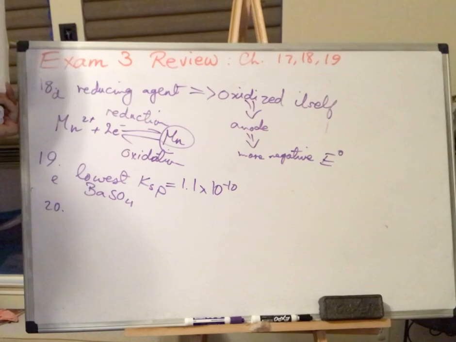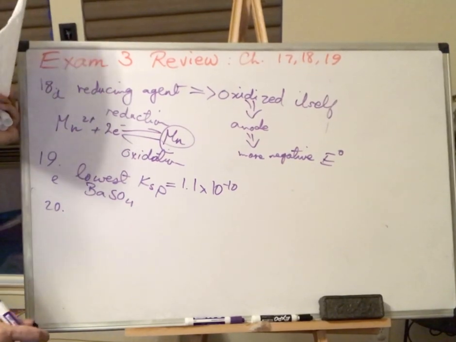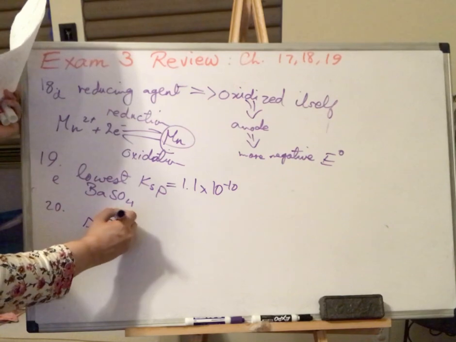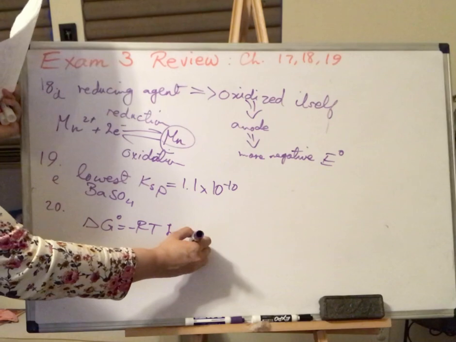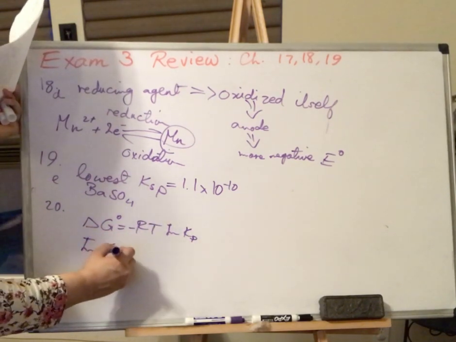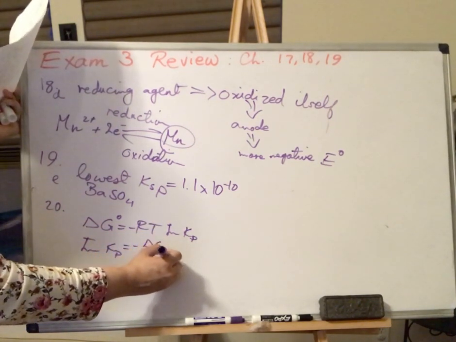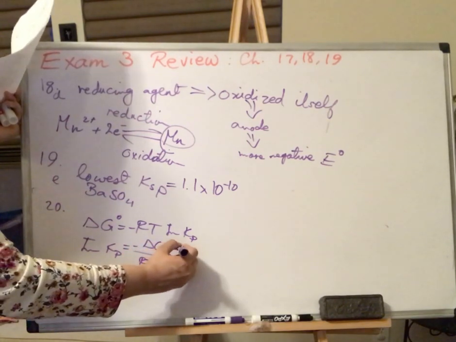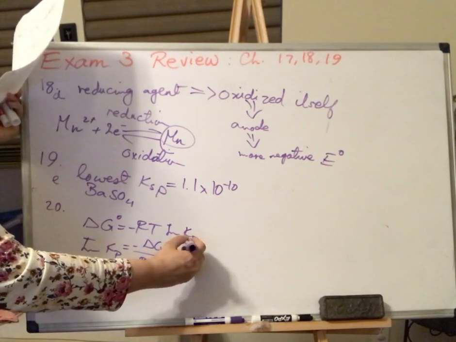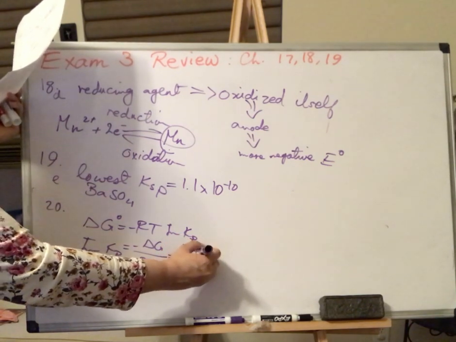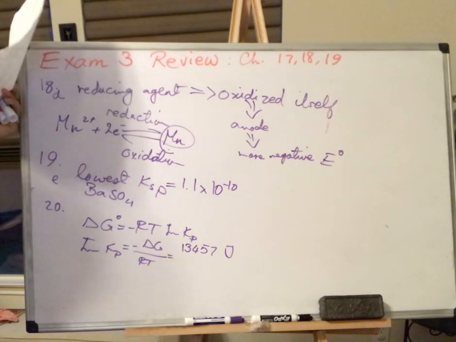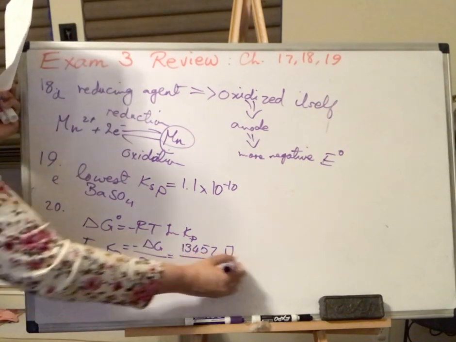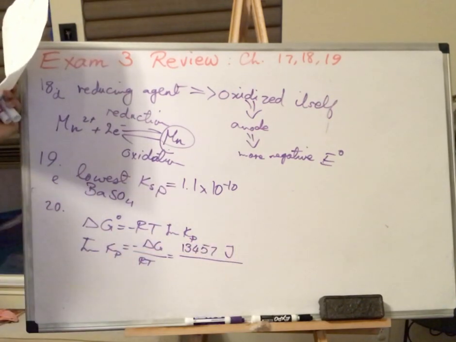Question number 20. For the reaction of carbon monoxide with hydrogen, delta G standard is given. We're looking for Kp of this reaction. The relation between delta G standard and Kp is delta G is minus RT ln Kp. So ln Kp is minus delta G over RT. 13,457 joules is given, right? And because we want it in joules, we need to change it to joules.